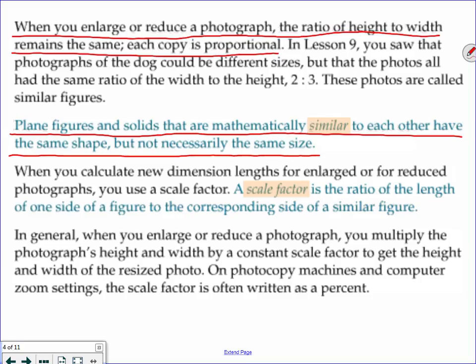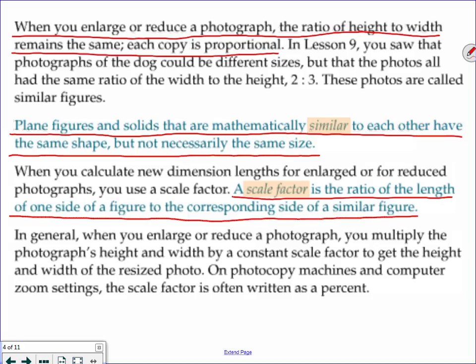Okay, and then down here in the next paragraph, the definition of a scale factor: it's the ratio of the length of one side of a figure to the corresponding side of a similar figure. Okay, so that's when we took the height of the enlarged picture and compared it to the height of the original picture. Okay, and we came up with that scale factor of 2.